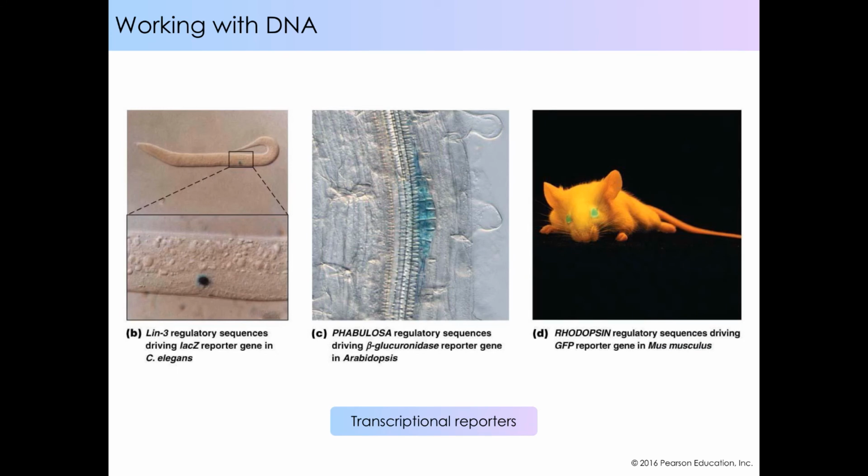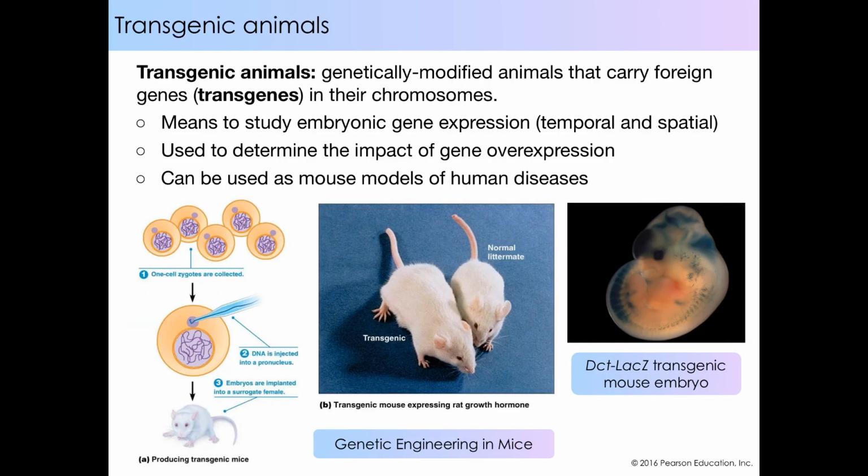And many transgenes contain reporter genes like LacZ or GFP that allow us to visualize specific proteins because those reporter genes are placed under the control of the regulatory sequence for the gene of interest. In addition to being useful for studying when and where a particular gene is expressed, transgenic mice are also useful for studying the effect of overexpressing specific genes.